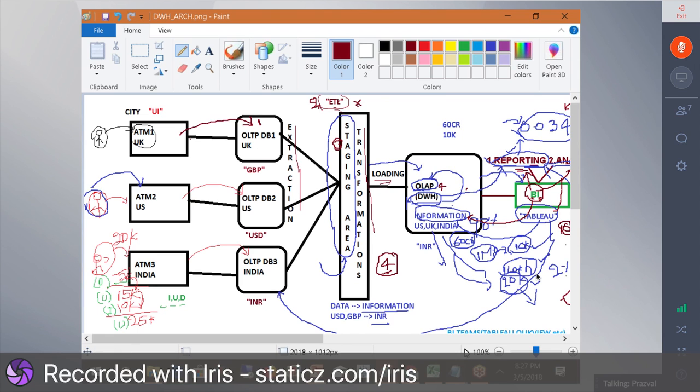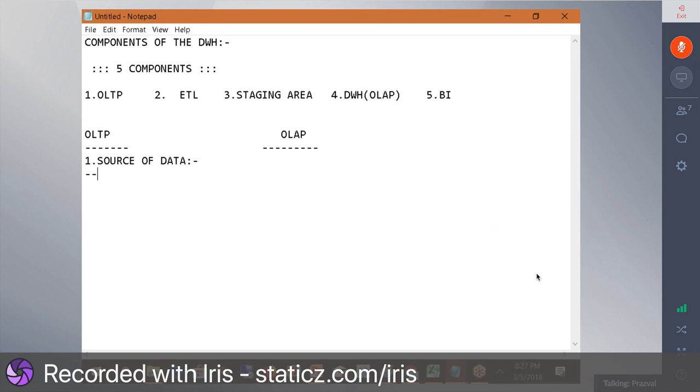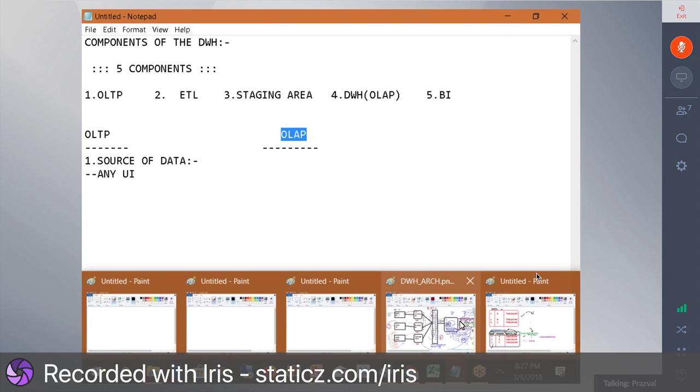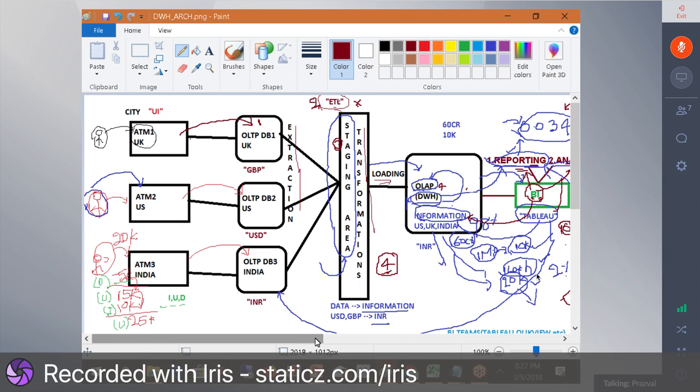So what is the source of data for OLTP? Any user interface is a source of data for OLTP. What is the source of data for OLAP? From where is the data coming into the OLAP place?